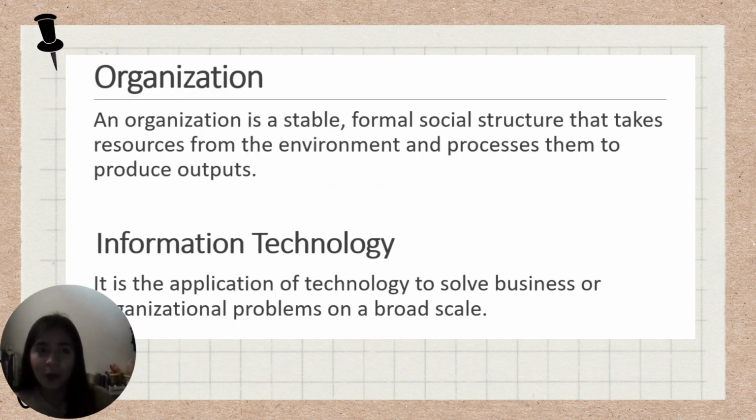So again, what is organization? By definition, it is a stable formal social structure that takes resources from the environment and processes them to produce an output. And also, it is a formal legal entity with internal rules and procedures that must abide by law. So next is information technology.